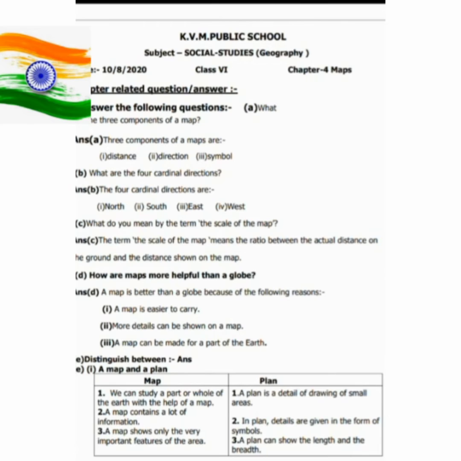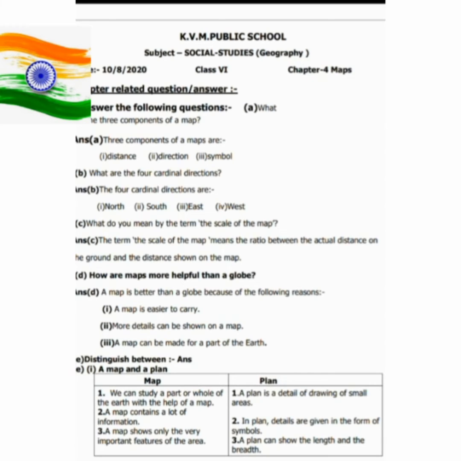A map and a plan. So, coming to map, we can study a part or whole of the earth with the help of a map. Plan. A plan is a detail or drawing of a small area.